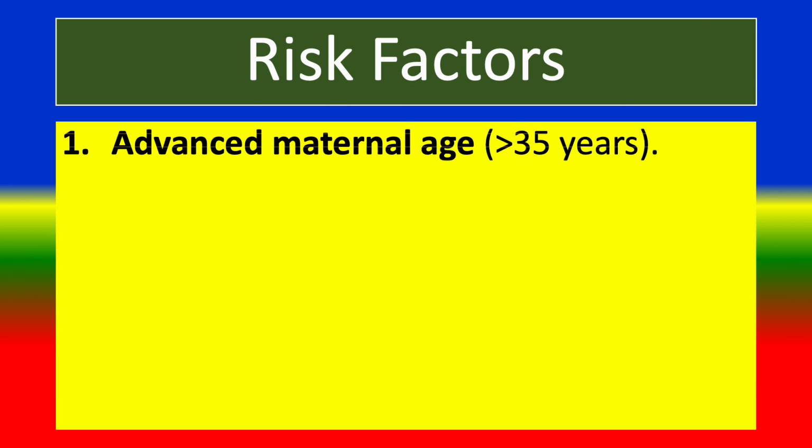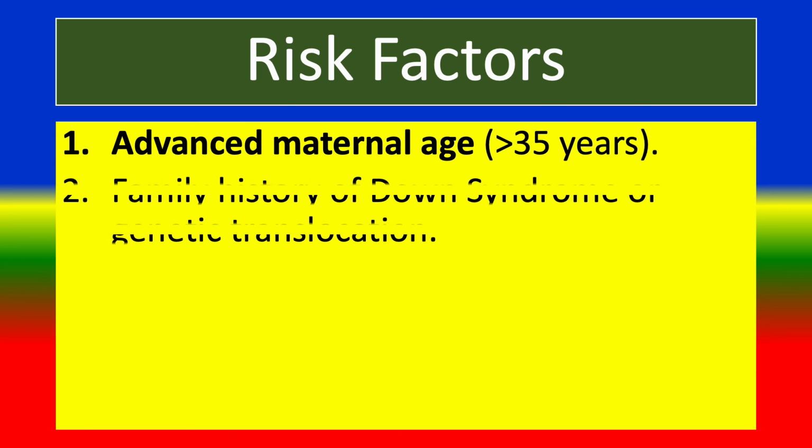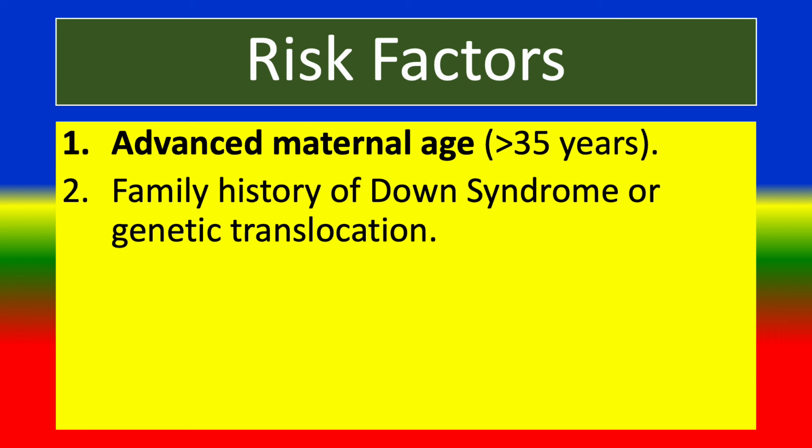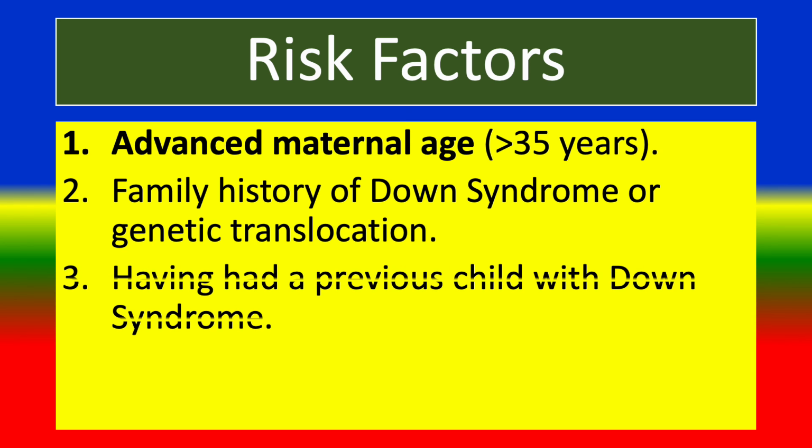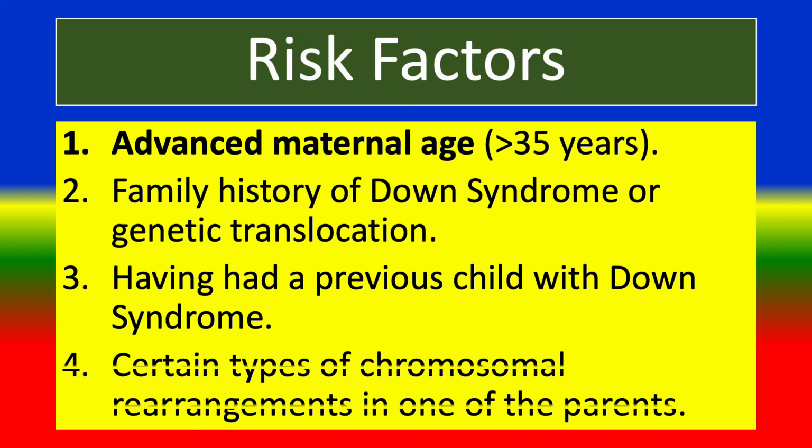Risk factors: 1. Advanced maternal age, more than 35 years. 2. Family history of Down syndrome or genetic translocation. 3. Having had a previous child with Down syndrome. 4. Certain types of chromosomal rearrangements in one of the parents.